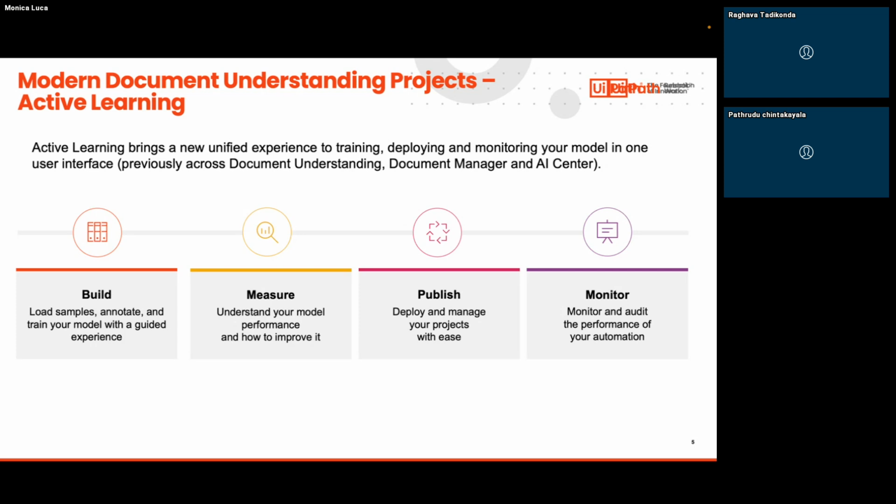Then the measure part, in which you can understand your model's performance as well as how to improve it. You have a publish section where you can create new project versions as well as start automating those either via APIs or in RPA workflows. And then finally, after running your automation, you have a monitor component where you can monitor and audit the process documents so you understand what happens in your production environment, or basically what happens at runtime. All these components are available with the modern projects, and I'll demo them to you.